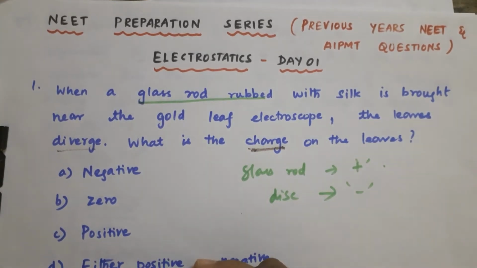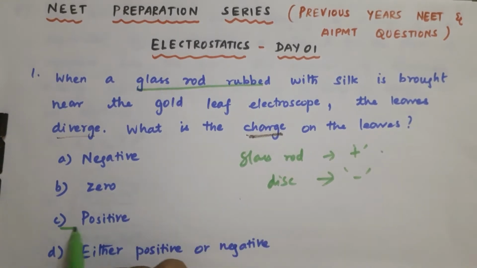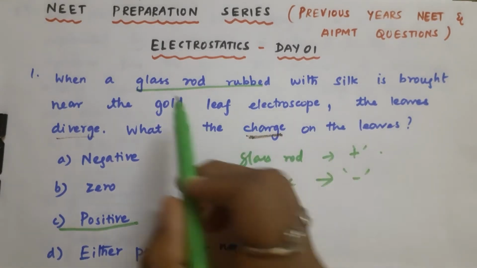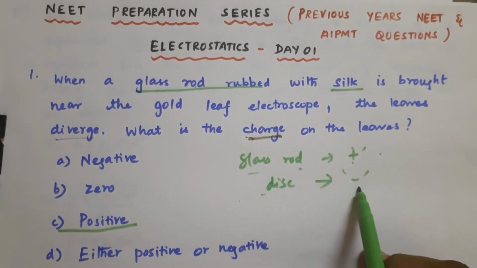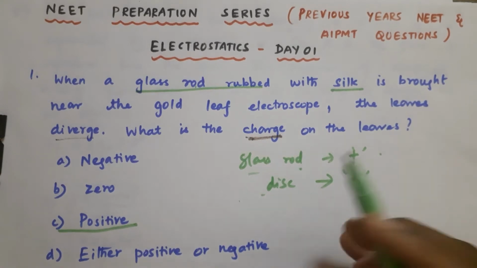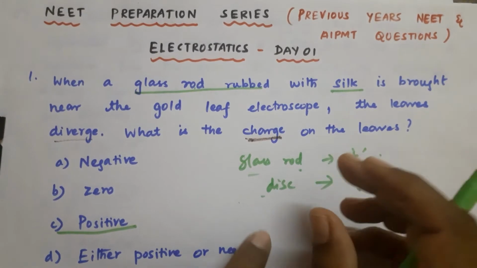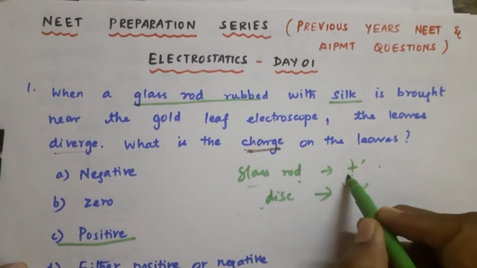So what would be the answer for this? A is negative, B is 0, C is positive, and D is either positive or negative. So the answer will be positive. How will the answer be positive? Because I told you, when the glass rod is rubbed with silk, glass acquires positive, disc acquires negative. So which is closer to the end? That means there will be positive charge on the far end, that is on the leaves. So the answer will be positive.